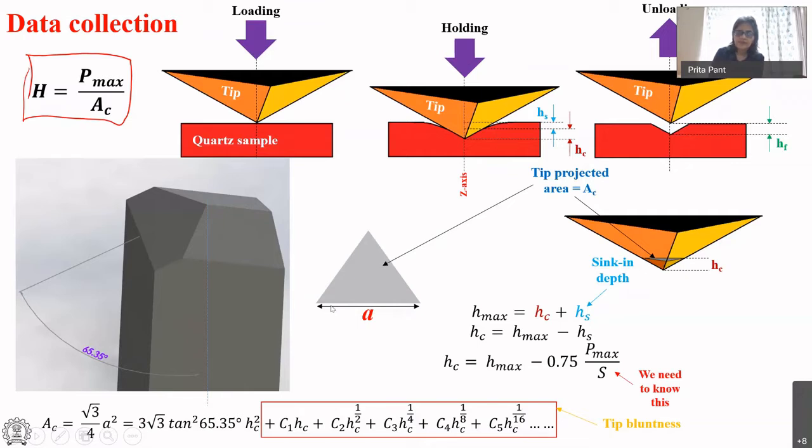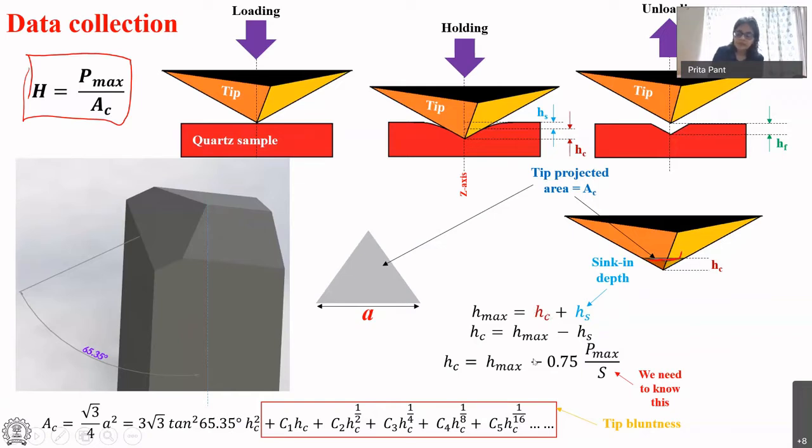Okay, so because I know my tip geometry, I know the angle which is made by the three faces of the tip, I can calculate the contact area as √3/4 a square, where a is one of the edges of this equilateral triangle, which you can also see here, that this is the tip projected area right here. Okay, now, but to do that, I need to know what this HC is.